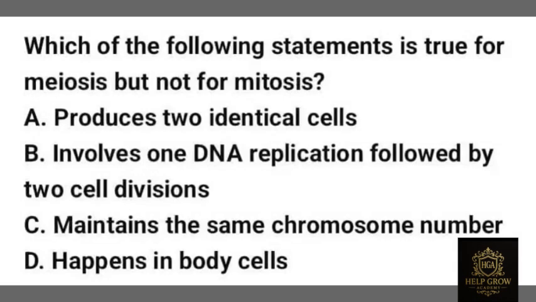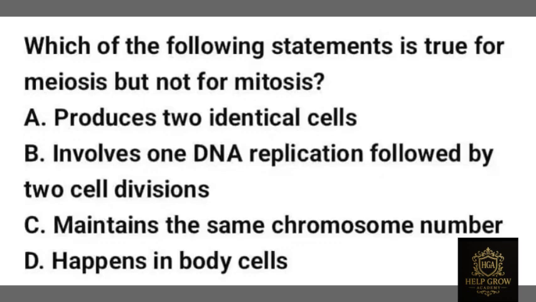The next question says, which of the following statements is true for meiosis but not for mitosis? Option A, produces two identical cells. Option B, involves one DNA replication followed by two cell divisions. Option C, maintains the same chromosome number. And option D, happens in body cells. The correct option there is option B, involves one DNA replication followed by two cell divisions.